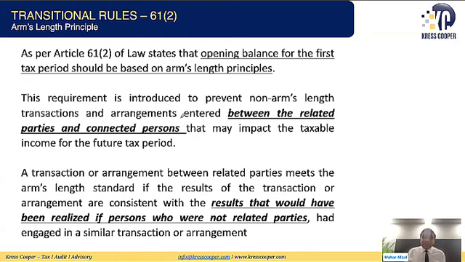So these are the key questions: how will we adjust the opening balances? The law requires that we adjust the opening balance as per the arm's length principle. Then how can we do this? For this purpose, what is the best possibility? What different options can there be?